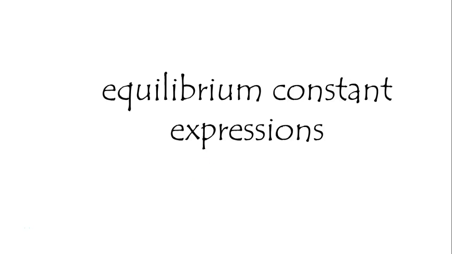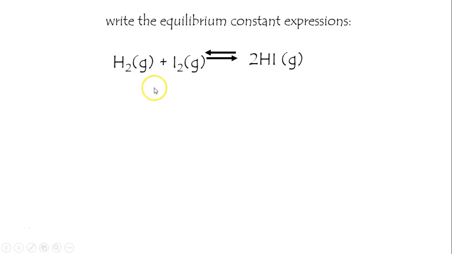Let's solve some equilibrium constant expressions. Write the equilibrium constant expression for the reaction of hydrogen and iodine to make hydriodic acid, all gases. That means everything's in the same phase. It's all mixed together. We don't have to omit anything. And the coefficients will become exponents, so we'll make a note of that too.